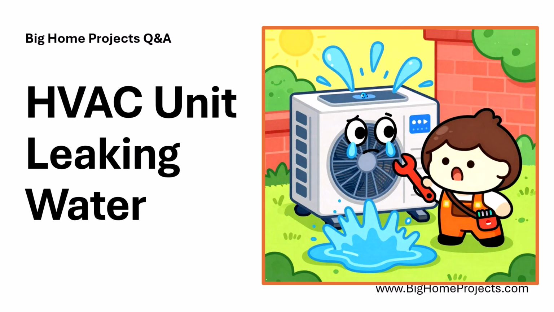Why is water leaking from my HVAC unit? Water usually leaks from your heating, ventilation, and air conditioning unit because the condensate drain line is clogged, the drain pan is cracked, or the air filter is dirty and causing the coil to freeze and then thaw, which sends extra water everywhere it should not go.